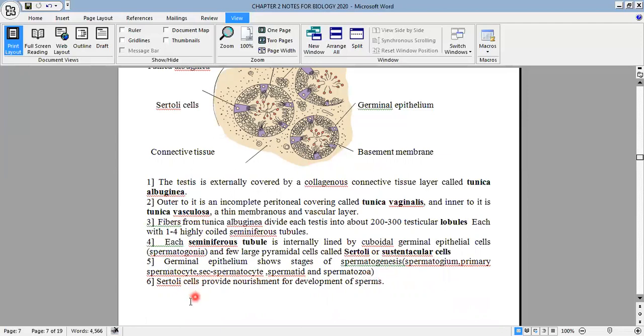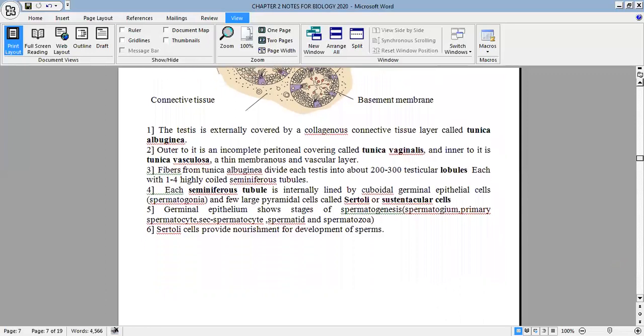Now, what about the Sertoli cells? These Sertoli cells provide nourishment for the development of sperm. Sperm development takes place over here, and these Sertoli cells provide nutrition for the development of sperm. So this is all about TS of testes.